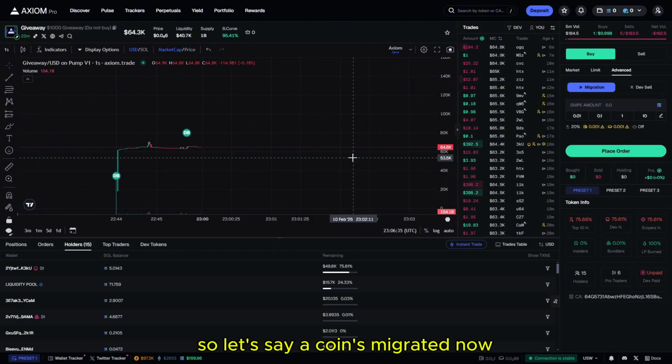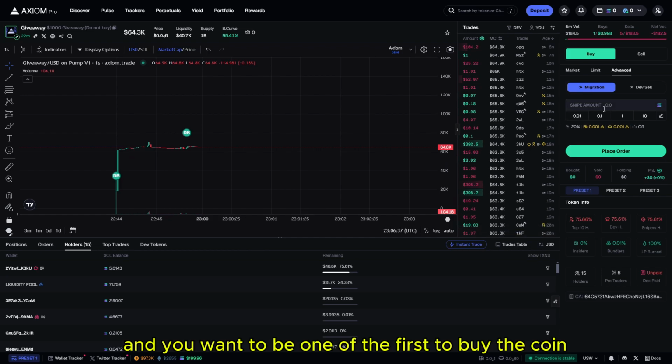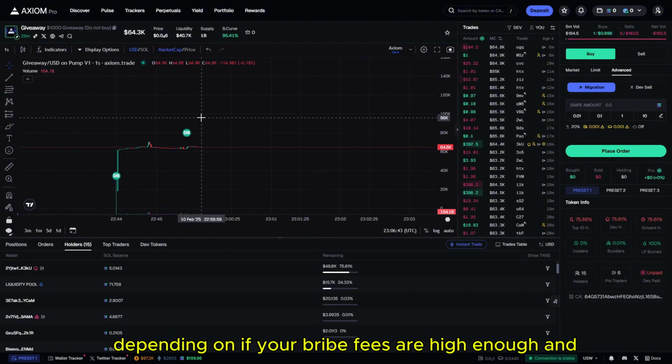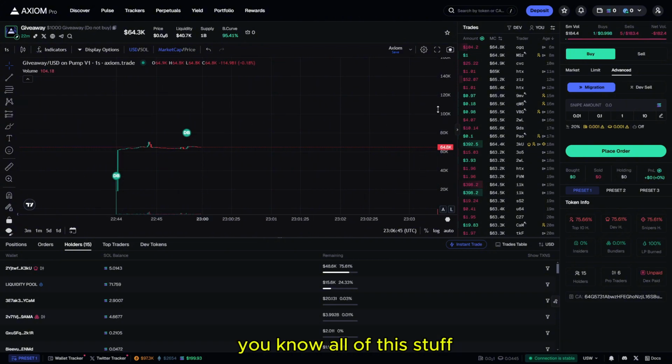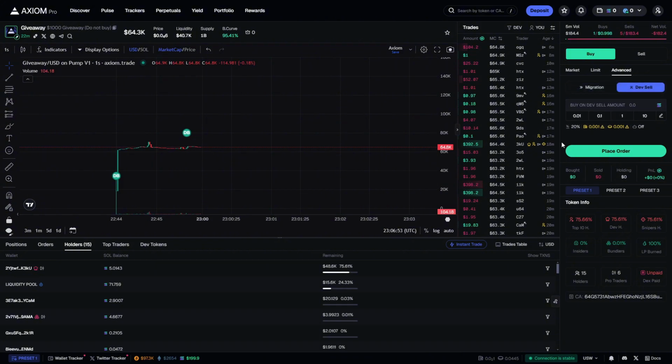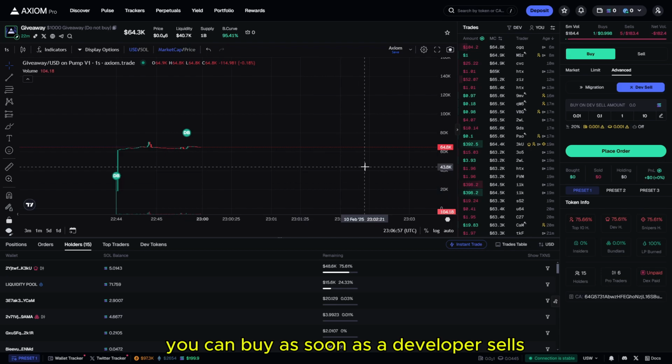So let's say a coin's migrated now, and you want to be one of the first to buy the coin. Of course, depending on if your bribe fees are high enough and all of this stuff. But let's say they are, and let's say you're the first to buy. You can actually buy straight after migration. And another really good feature is you can buy as soon as the developer sells.